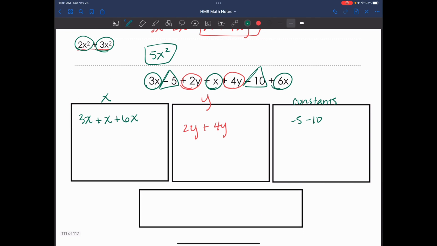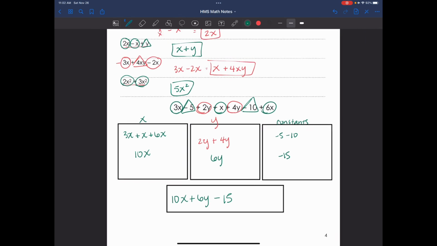Okay, 3x plus x is 4x plus 6x is 10x. 2 plus 4 is 6y. Negative 5 minus 10, same signs, add and keep. Negative 15. So my final expression in alphabetical order comes out to 10x plus 6y minus 15, which I'm more than positive you guys are able to do on your own.